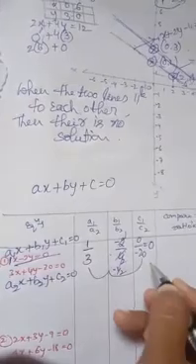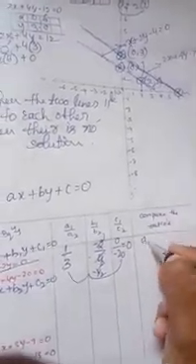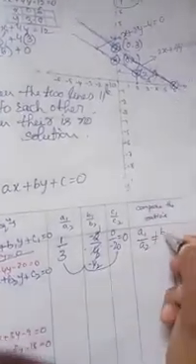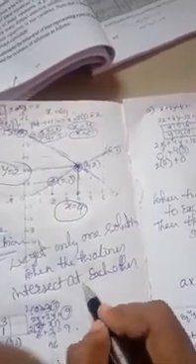When we observe these three ratios, a1 by a2 is not equal to b1 by b2, which is not equal to c1 by c2. When we draw the graph for these two lines, these two lines intersect at one point. Therefore, it has only one solution.